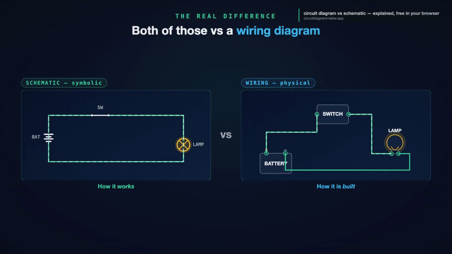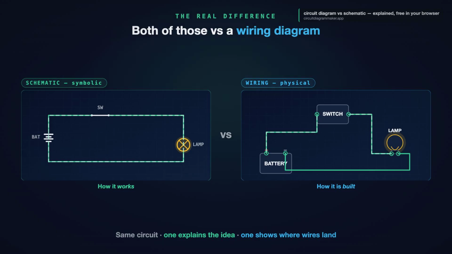And here is a tell you can use. On a schematic, the position of a part on the page means nothing. You can slide the switch anywhere, and the circuit is identical, because only the connections carry meaning. On a wiring diagram, position is everything. Move a part, and you have changed where the wire has to run. That single fact is the cleanest way to know which drawing you are holding. Same circuit, two completely different jobs. One explains the idea. The other tells you how to physically wire it.